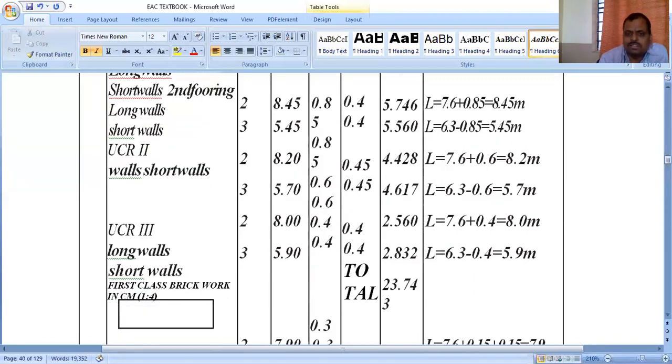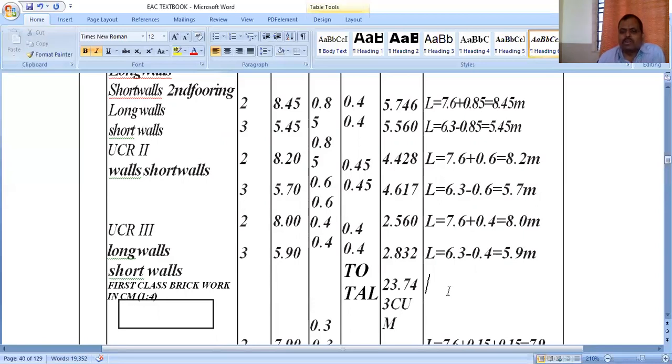23.743 cubic meter. Now we have calculated it in cubic meter. How to calculate the same quantity in brass? We have to just divide the quantity in cubic meter by 2.83 to get it in the brass.